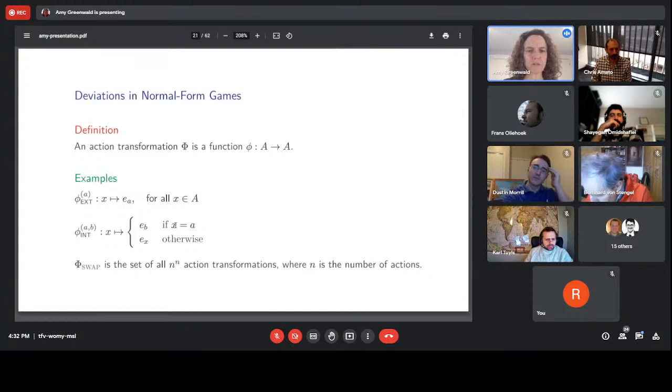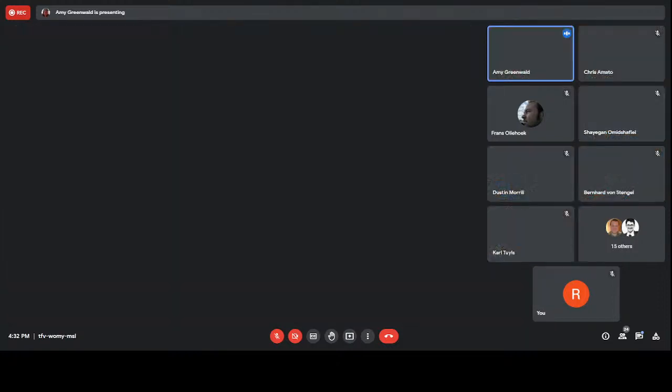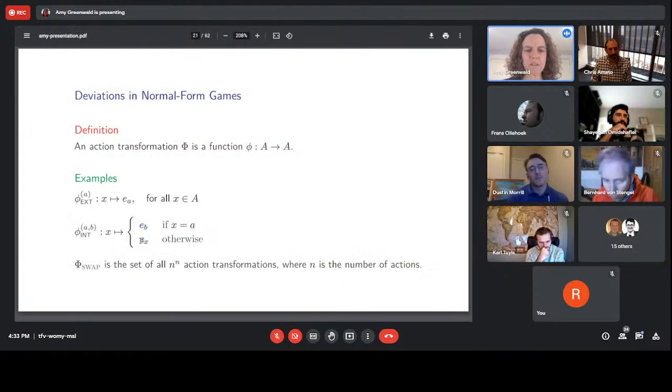The internal transformations, well, there's one for all possible pairs of actions, A and B. And so this one, this phi AB, when it gets the input A, it transforms to B. So only when it sees the input A does it transform to B. Everything else, no change. Okay, and in general, the set of all possible action transformations that you might have here, there are n to the n of those where n is the number of actions, and they are called the set phi swap.